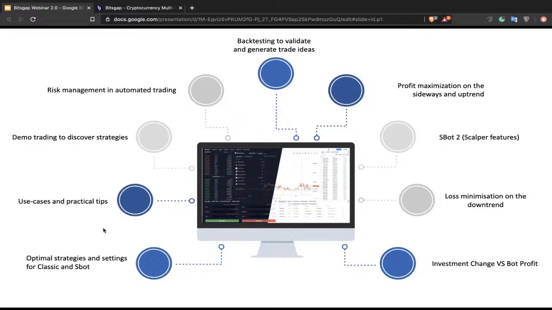So loss minimization on the downtrend, so that's the feature that we have to minimize the loss in case of the falling market, and I will show you examples.